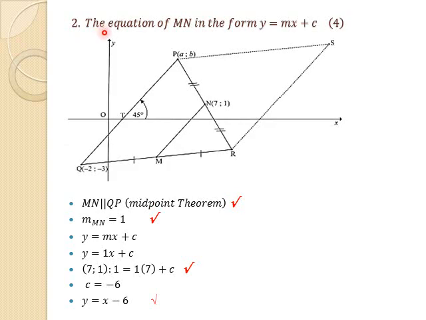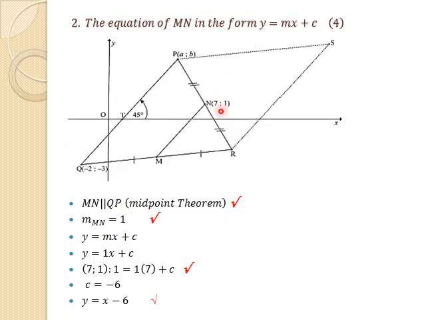Alright, problem number 2. Give the equation of MN in the form y = mx + c. So I can say MN is parallel to QP, my reason being the midpoint theorem. As I explained, N cuts PR into 2 equal halves, and M cuts QR into 2 equal halves. Therefore MN is parallel to PQ. So the gradient of MN equals the gradient of QP, which equals 1. So that becomes y = 1x + c.